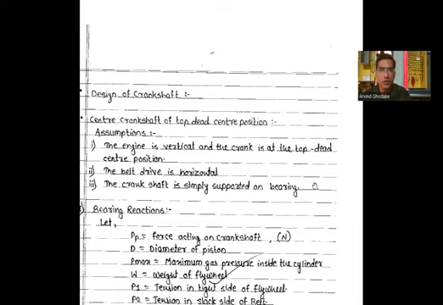We are discussing the design of various components of an IC engine. So today we will learn how to design a crankshaft, which is an important component of the IC engine used to transmit power or motion. We are going to design the center crankshaft at top dead center position.